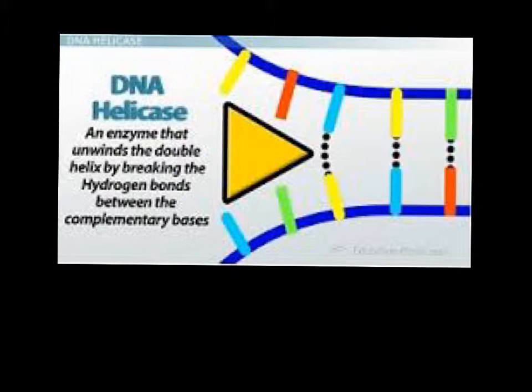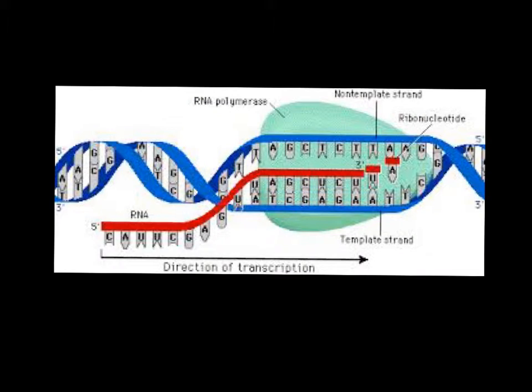The DNA helicase is an enzyme that unwinds the double helix by breaking the hydrogen bonds between the complementary bases to create a single-stranded structure. The RNA polymerase unwinds the double helix DNA strand to create an RNA strand by adding ribonucleotides to the template strand.